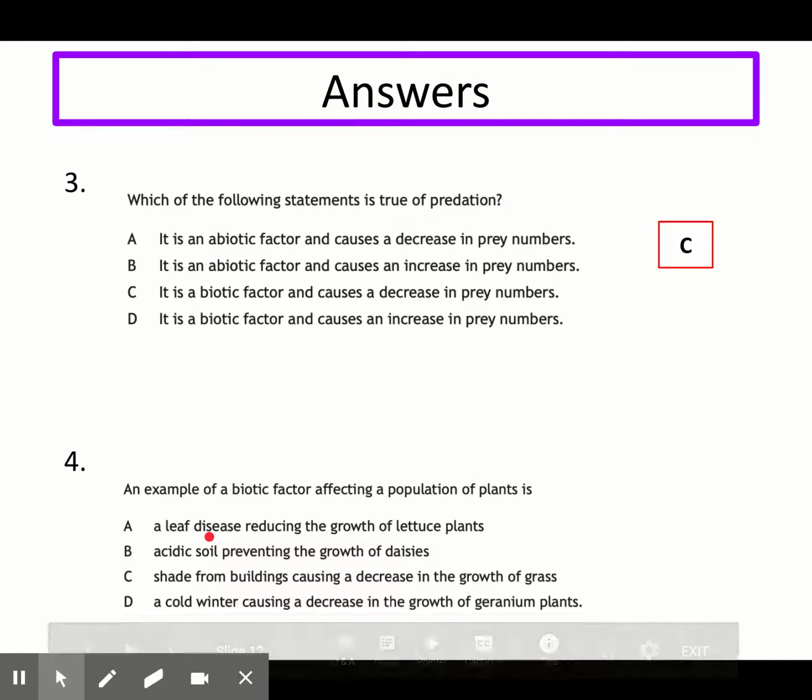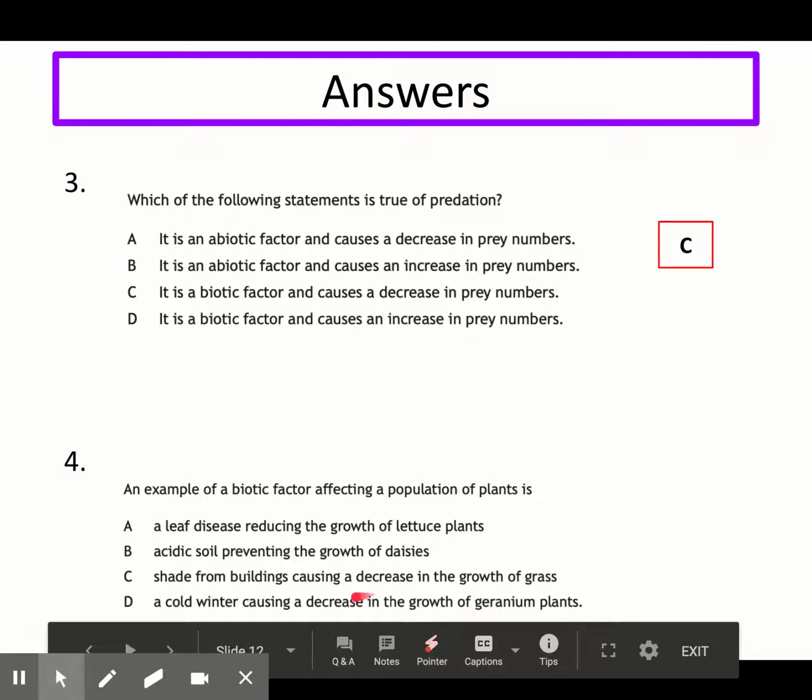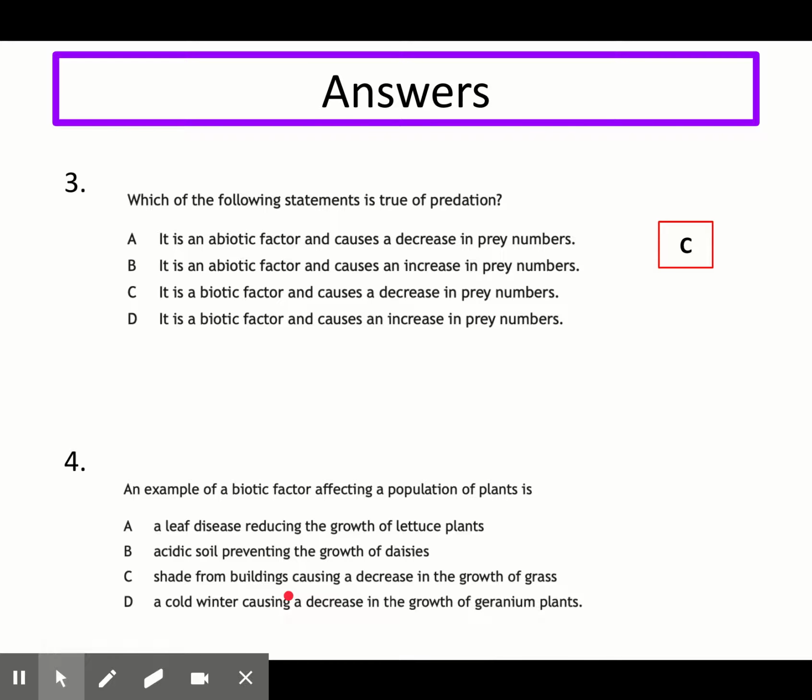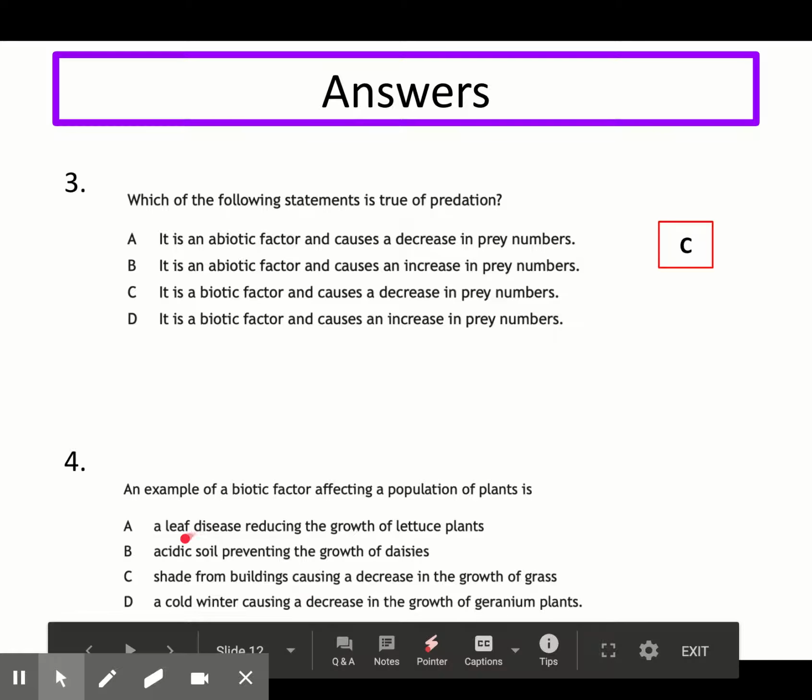Finally, a cold winter causing a decrease in the growth of geranium plants. Cold winter decrease means temperature, and temperature was another one of those abiotic factors. So that means that disease is the only biotic factor here, so A is our correct answer.